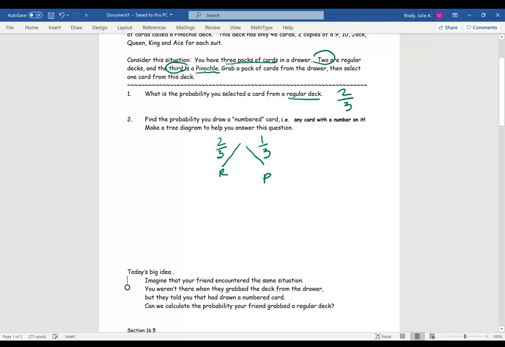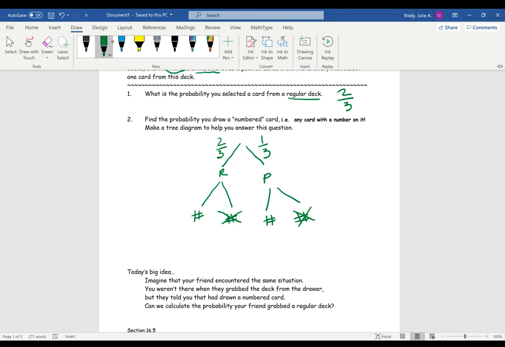And then the next thing you're going to do is grab a random card. The attribute we care about is whether they are numbered cards or do not have numbers. It's the same attribute for the Pinochle deck. So let's think about this. I'm going to get a different color pen. Let's make sure we can get the chance of getting a numbered card.